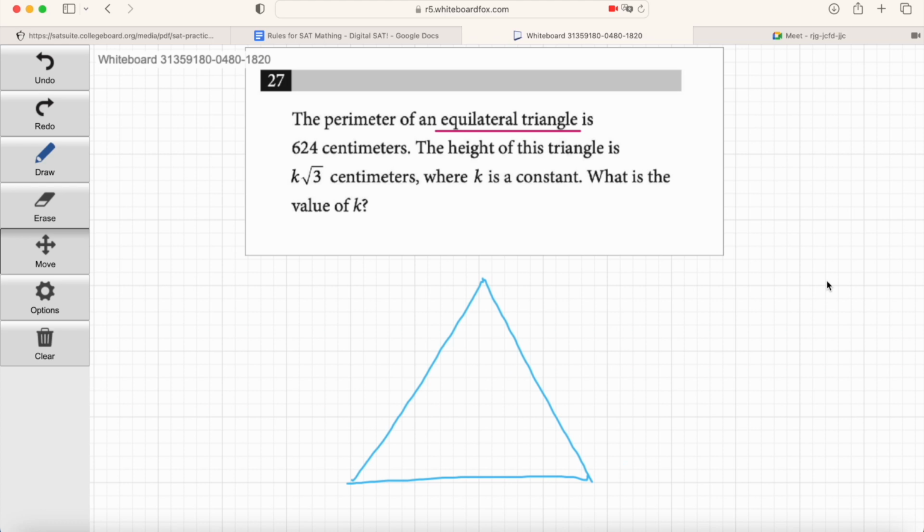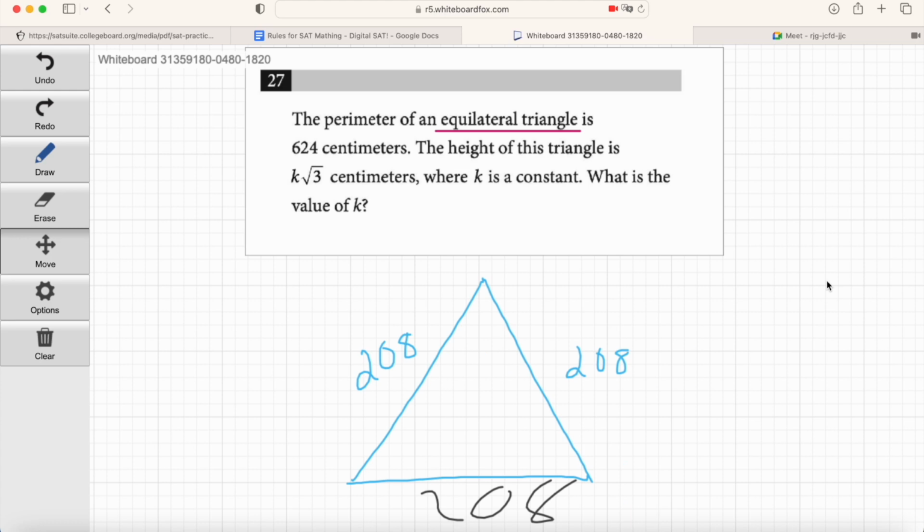Now, because this is an equilateral triangle where all the sides are equal, I think we can easily calculate the length of each of these sides. How can we do that? Divide 624 by 3. That'll do it. Let's punch it into the calculator. 208. That sounds great. So each side is 208. Does that make sense so far?